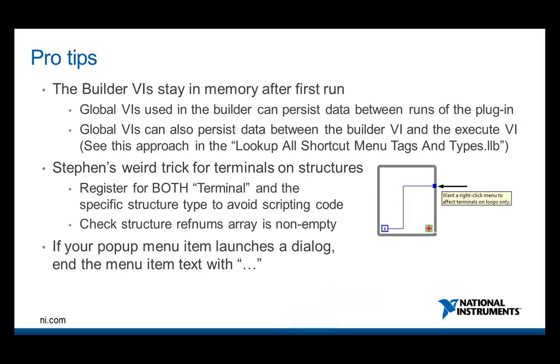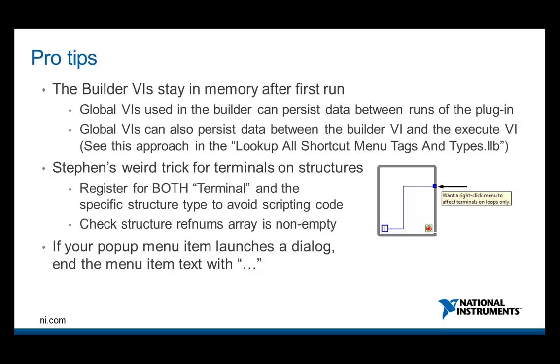Okay, builders stay in memory after they run for the very first time. You can use globals to pass data between the builder and itself, or the execute VI. That's actually what that lookup menu tags and types VI that I did was doing. Remember when I right-clicked on the radio buttons and it popped up that new panel? That panel, I think, was just a global. And that got populated by the right-click guy. And we were able to pass the data that way.